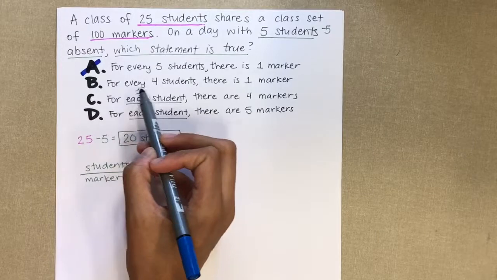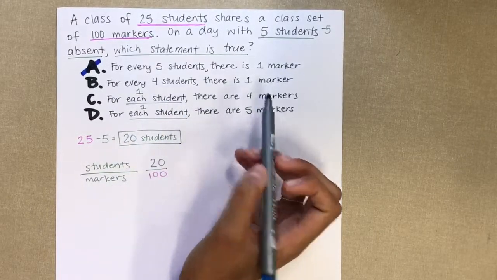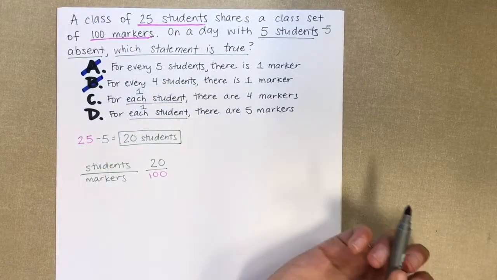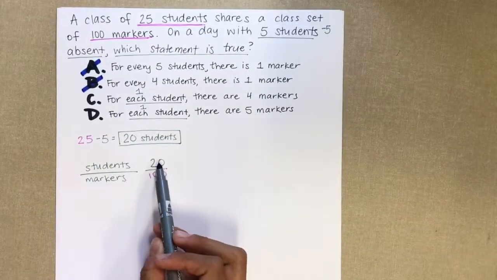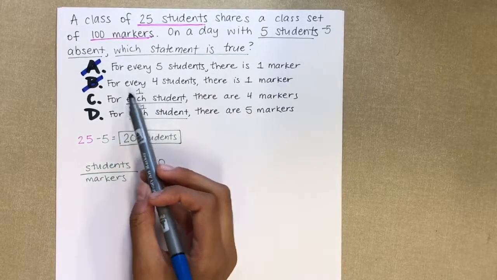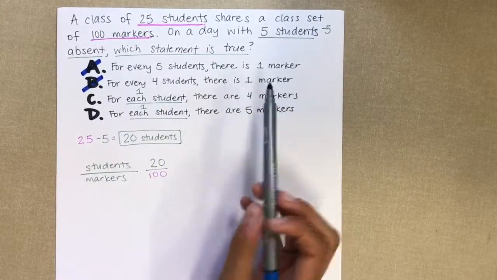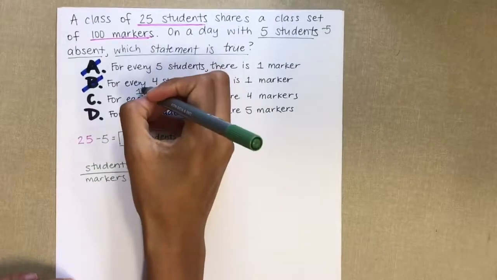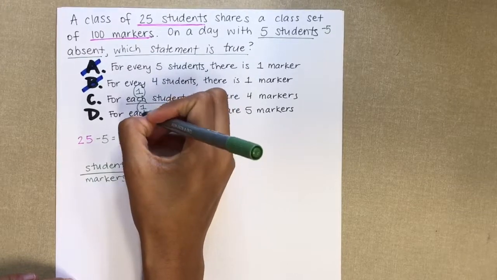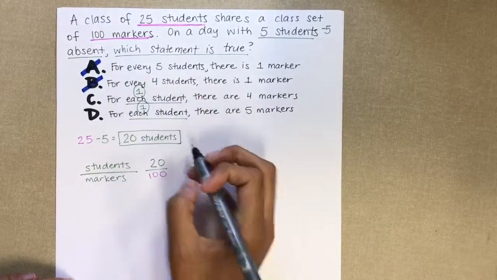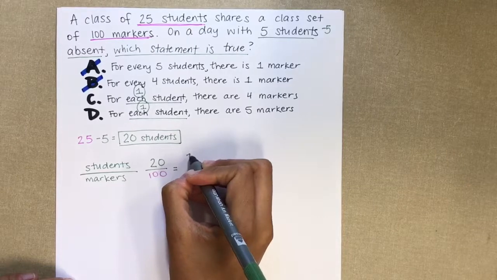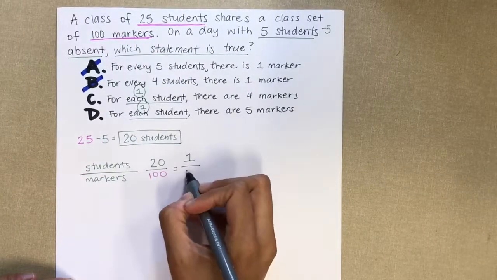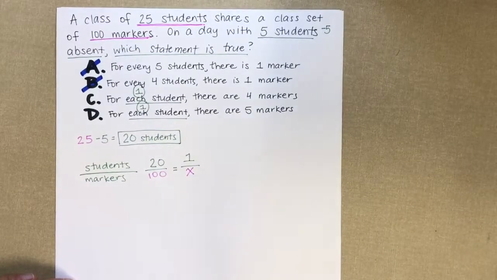Let's look at B. For every 4 students, there's 1 marker. Well, A didn't make sense, and it was the same type of answer as B, so I'm getting rid of that because there's more markers than students. So now I just need to figure out what is going on here. Well, this problem to me sounds like it is a unit rate because I'm looking for each 1 student. So I'm going to set up my ratio as equal to 1, and I'm looking for this mystery amount, which I'm going to call X.